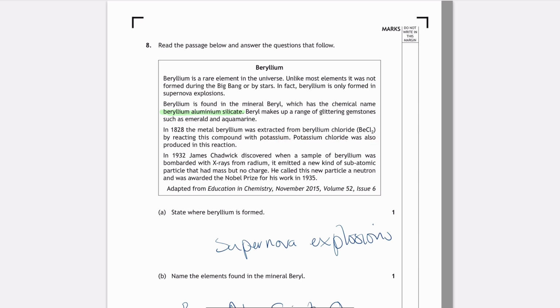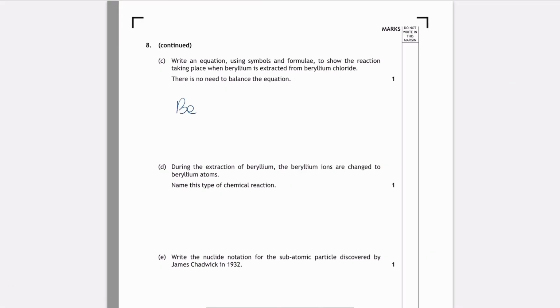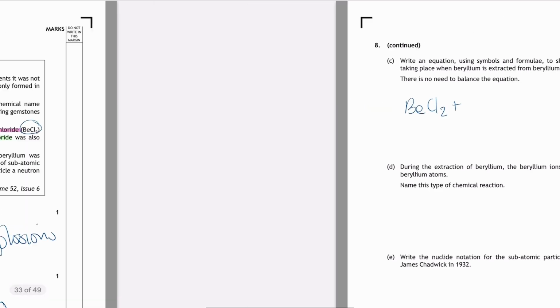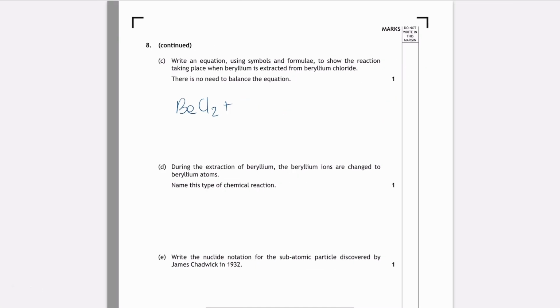So it's a good idea to identify what are the products and what are the reactants. So I'll put the products in green. So the beryllium's extracted, so that's a product, and then it tells you the potassium chloride is produced, so that's a product too. The reactants I'll put in pink. So the beryllium chloride is the reactant because that's where you're extracting the beryllium from, and you also then react the compound with potassium. So our pink ones are our reactants, so it already gives you the formula for beryllium chloride, very helpful. So BeCl2 plus potassium, which the symbol for that is just K.